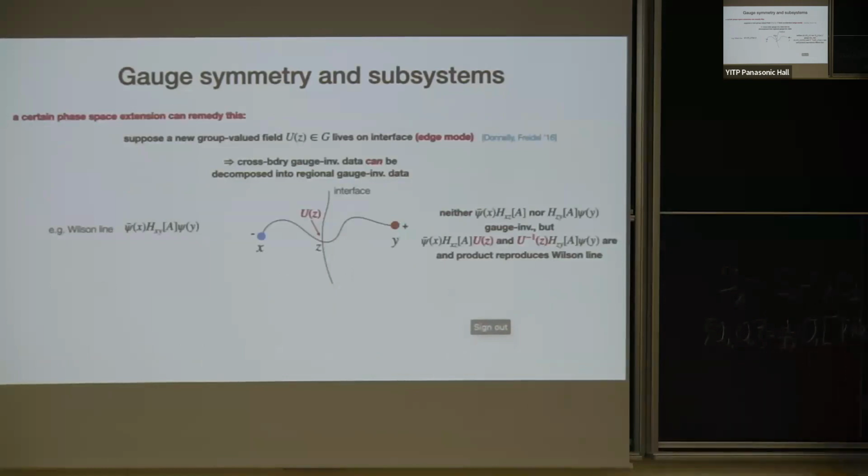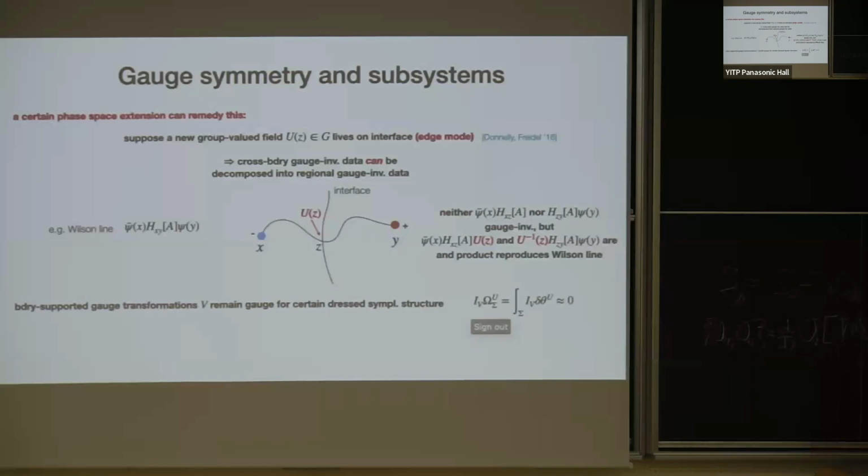Now there are other ways in which you can remedy or improve the situation and formulate it in a purely gauge invariant way. That was noticed at least by Donnelly and Freidel. You can remedy this by introducing a certain phase space extension. For example, in this case of the Wilson line, if you assume there exists some new group valued field on the interface, then I can decompose this in gauge invariant ways. As before, what I cut is not going to be gauge invariant individually, but if I dress it with this group valued object locally, then I can decompose it into two gauge invariant objects. That's just as an example.